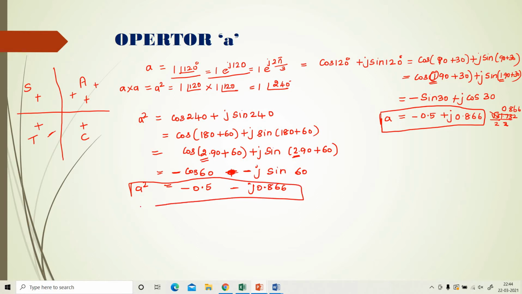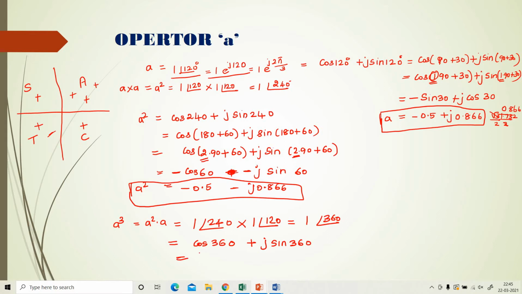Then the third one is A cube. Multiply A square into A will get A cube. A square is 1 angle 240. And what about A? A is 1 angle 120. So answer is 1 angle 360. Now I have to expand this. So cos 360 plus j sine 360.